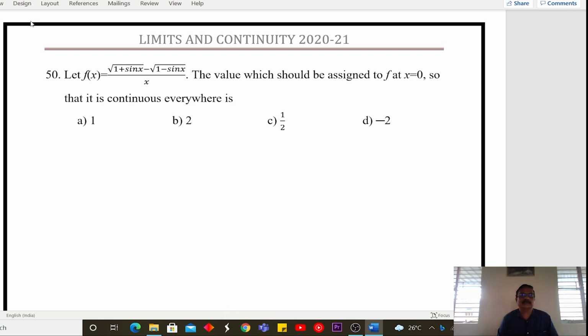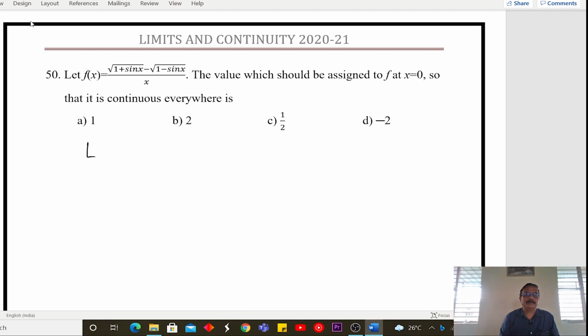Now here the question is, let f of x equal to (root of 1 plus sin x minus root of 1 minus sin x) divided by x. What value should be assigned to f at x equal to 0 so that it is continuous everywhere? That means the value of f of x at x equal to 0, how much? That is the question. So how to solve? Now here apply the definition of continuity.